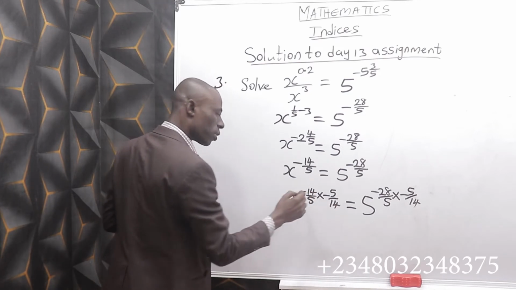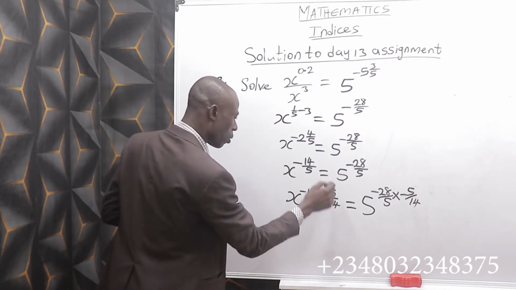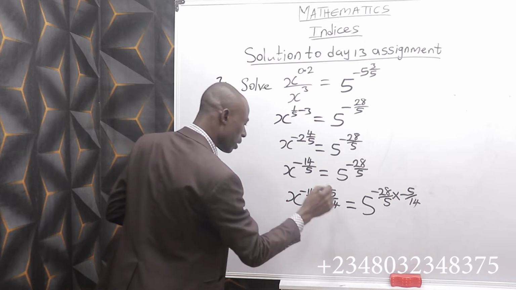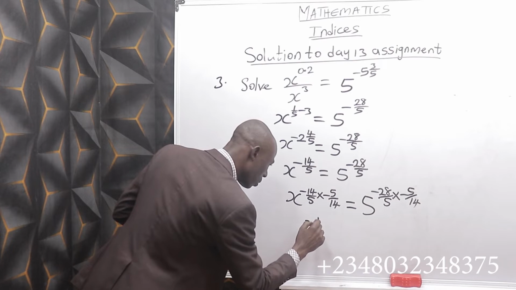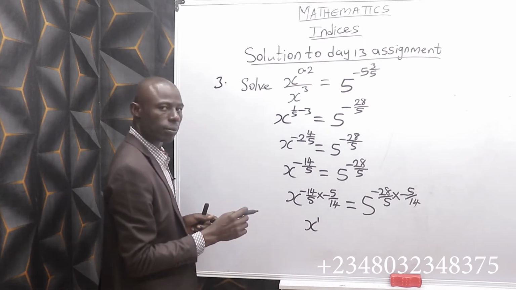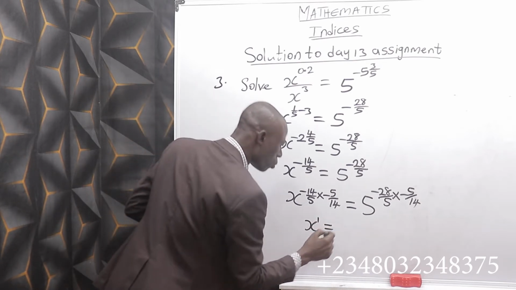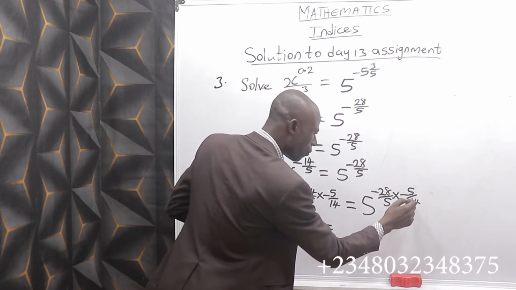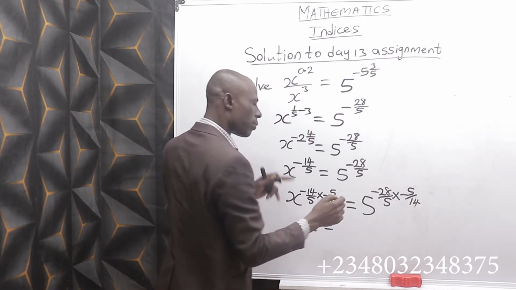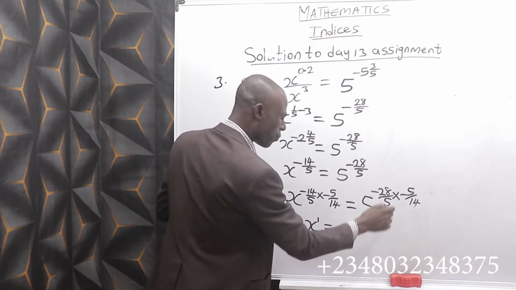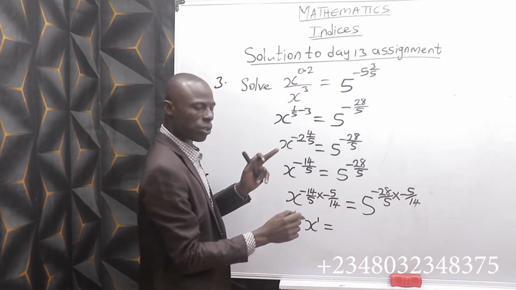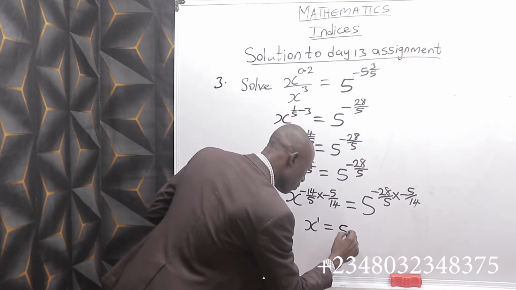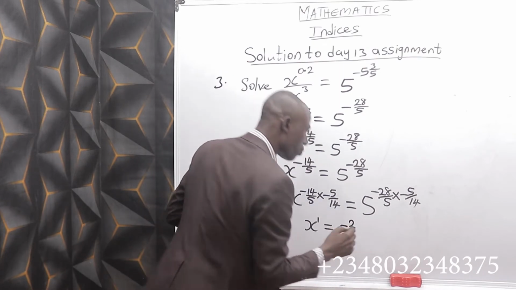14 will take care of 14. 5 will cut 5. Negative times negative gives positive. So all in all, we have x raised to power 1, which is equal to, here, 14 in 28 gives 2. 5 cuts 5. Negative times negative gives positive. So we have 5 raised to power positive 2.